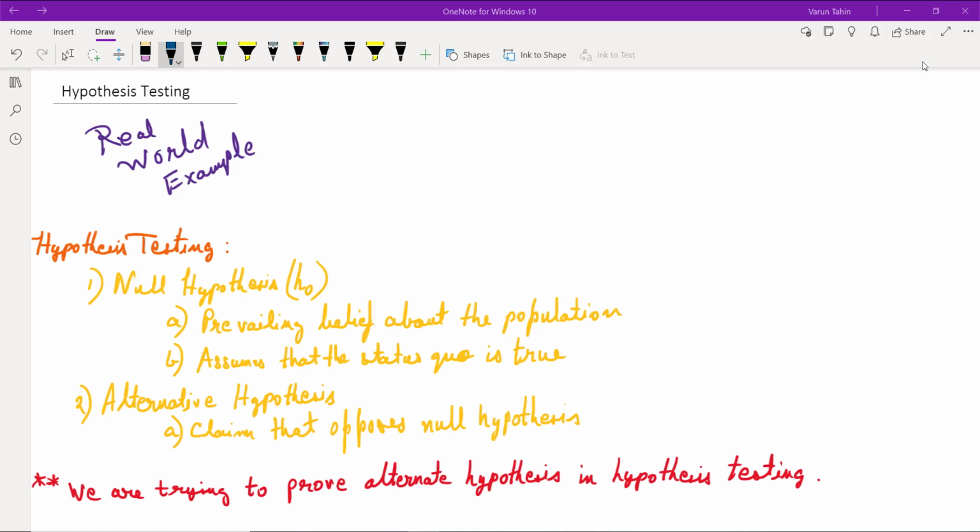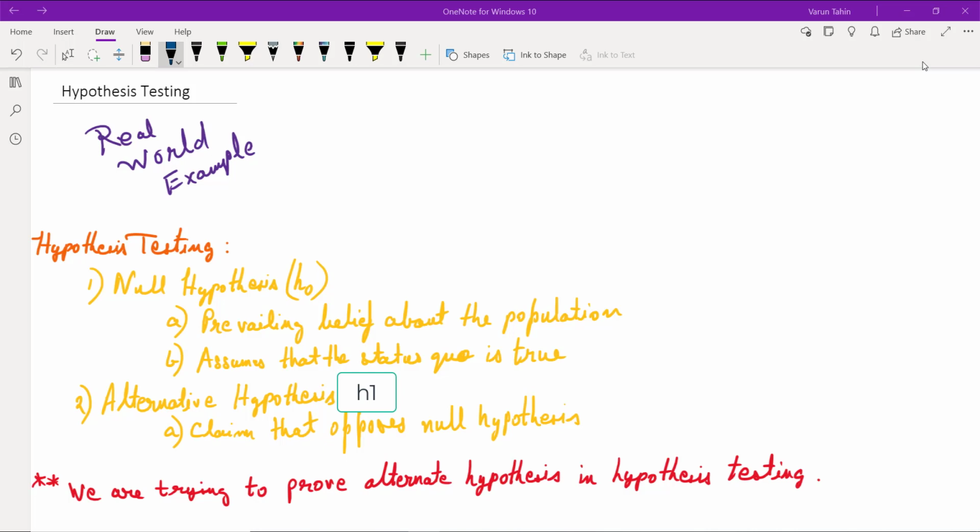Now there are two types of hypothesis in hypothesis testing. The first one is the null hypothesis, which is represented by H0, which represents the prevailing belief about the population, and it assumes that the status quo or existing state of affairs is true. And there is another, which is called the alternate hypothesis, represented by H1, which represents the claim that opposes the null hypothesis. And in hypothesis testing, we are trying to prove the alternate hypothesis is correct.